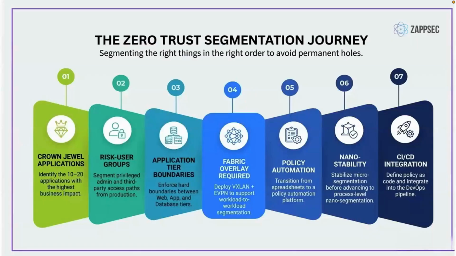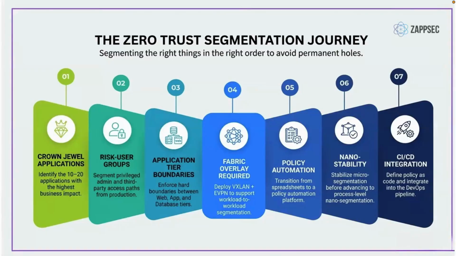Awesome. This slide in particular shows the segmentation journey in 7 steps. Walk us through it and tell us why the order matters so much. The order is the whole point, right? Each step has a specific technical reason for sitting where it does, and skipping ahead is the most common reason segmentation programs stall.